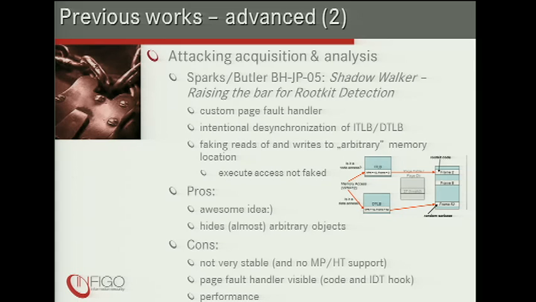I tested it, and it's really unstable. It's completely unusable on multiprocessor systems because they didn't add MP support. I tried to add it, but it's simply not stable. Another thing is that the page fault handler itself is visible. So the code of the page fault handler is visible, and the interrupt descriptor table hook is also visible. You cannot hide it using this method. Another thing with this method is that it has some performance impact, especially if you try to hide multiple locations, because every access to the location will cause a page fault.